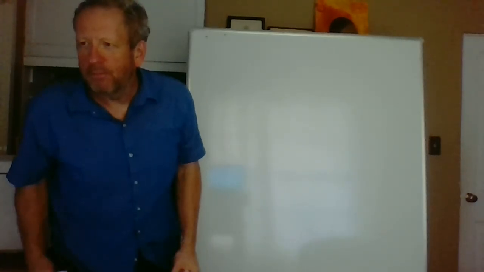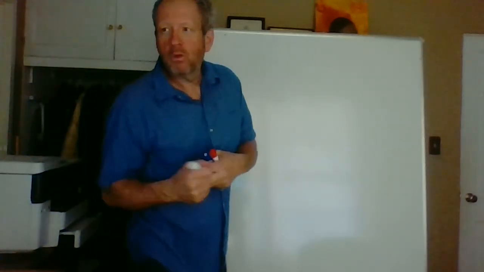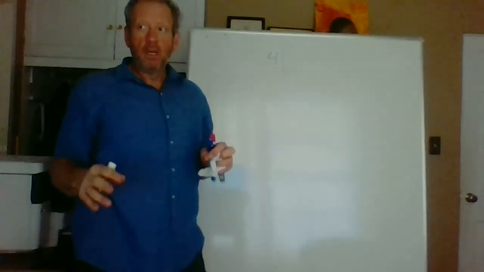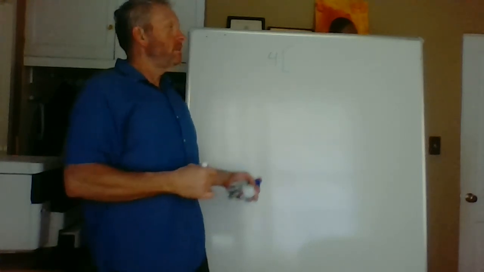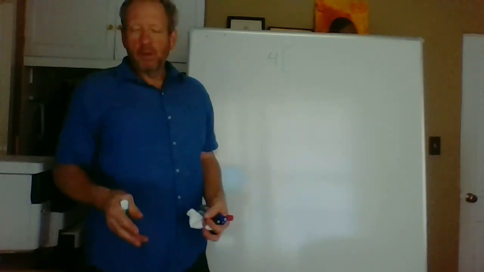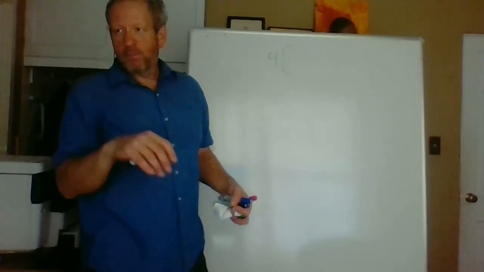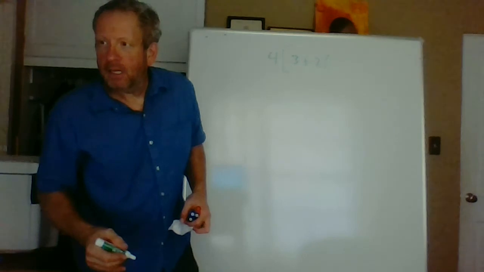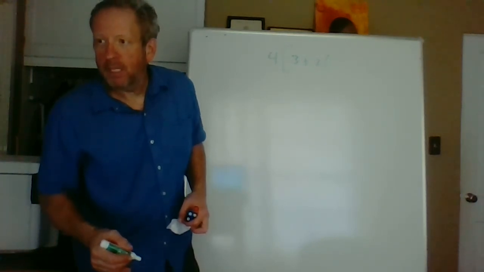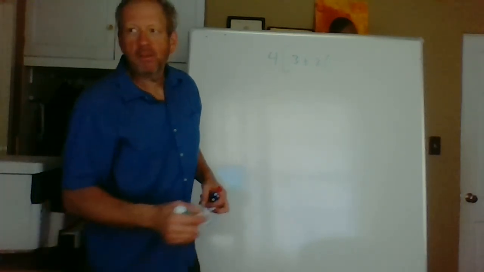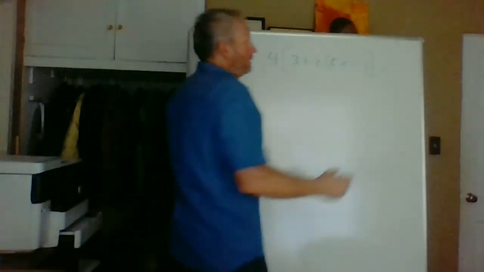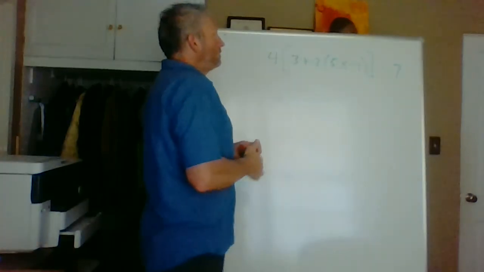Now on to problem 4. 4 brackets 3 plus 2 brackets 5x minus 1 equals 7. Remember, brackets and parentheses mean the same thing. So if you don't like the brackets, use parentheses. If you don't like the parentheses, use brackets. Wow, it's going to be tricky to read all this stuff here.